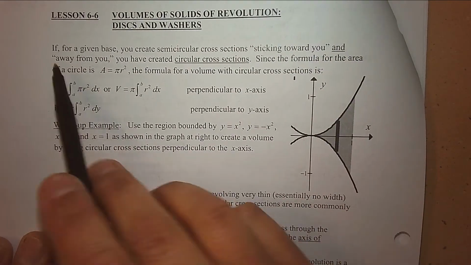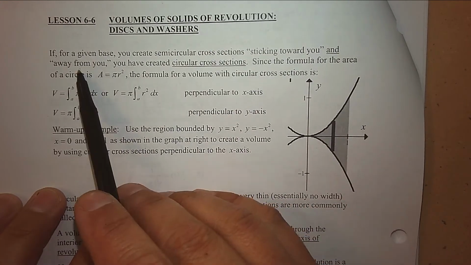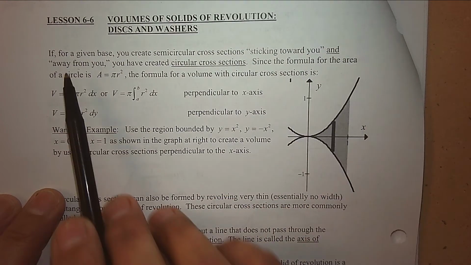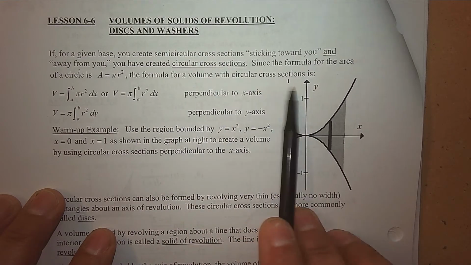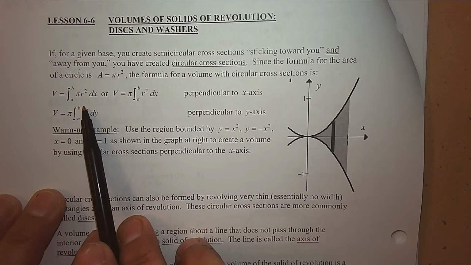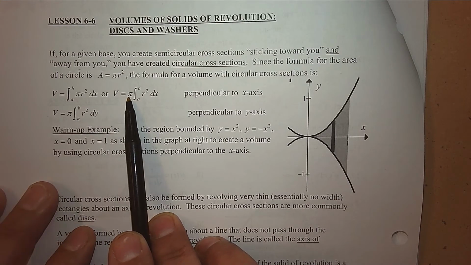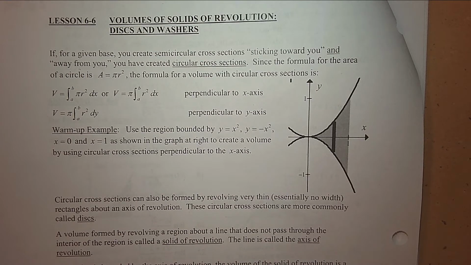If for a given base you create a semicircle cross-section that's sticking toward you and away from you, you've created a full circular cross-section. Since the formula for area of a circle is pi r squared, the formula for the volume with the circular cross-section is this. And notice how they keep practicing. Where does pi go? In front, right? That constant, in front of the integration. I need you to keep practicing that. You get comfortable. And if it's perpendicular to the x-axis, what coordinates are we going to use? X, right? And if it's perpendicular to the y, we're going to use the y.